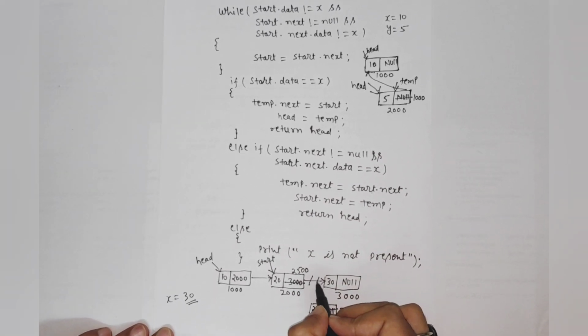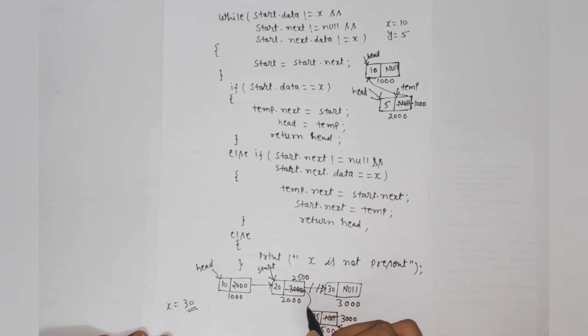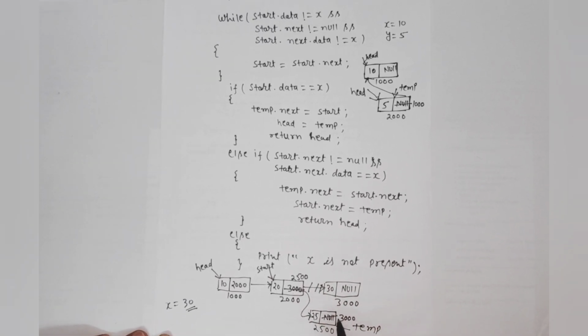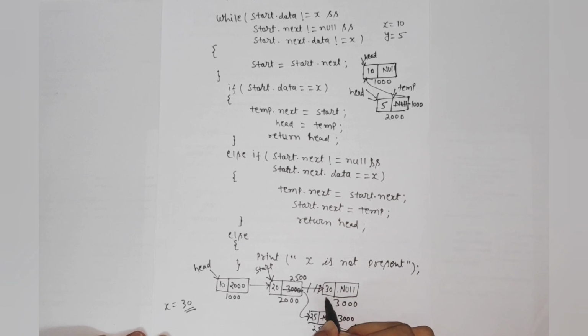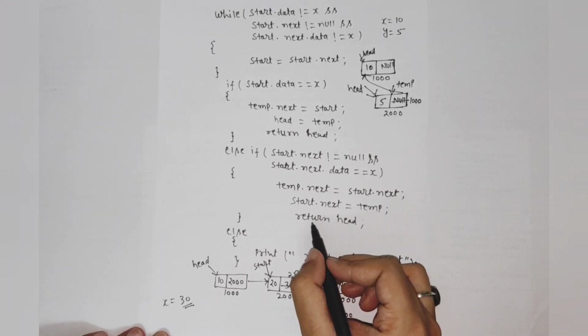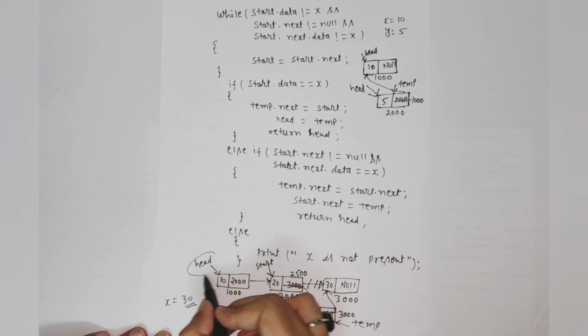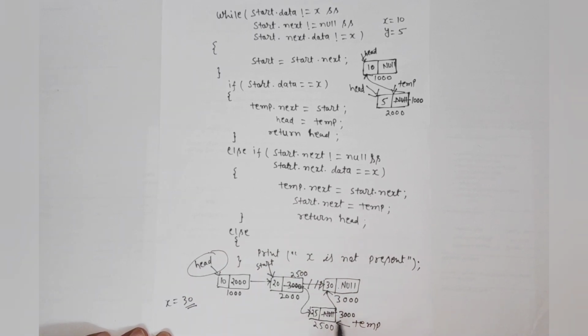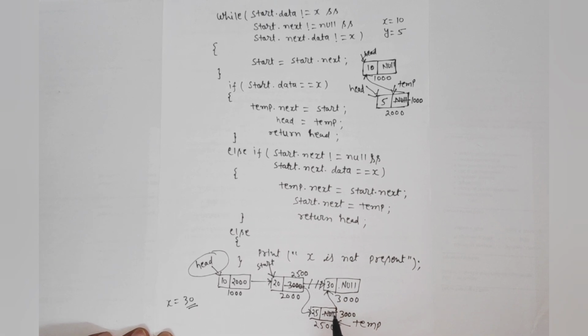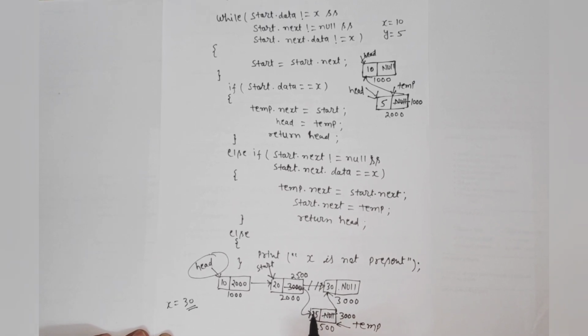So this link will be broken and this will be like this and it is pointing to this node. So this link will be like this and we are returning the head node. So here you can see we have successfully inserted the node 2500 with the value 25 before the node 30.